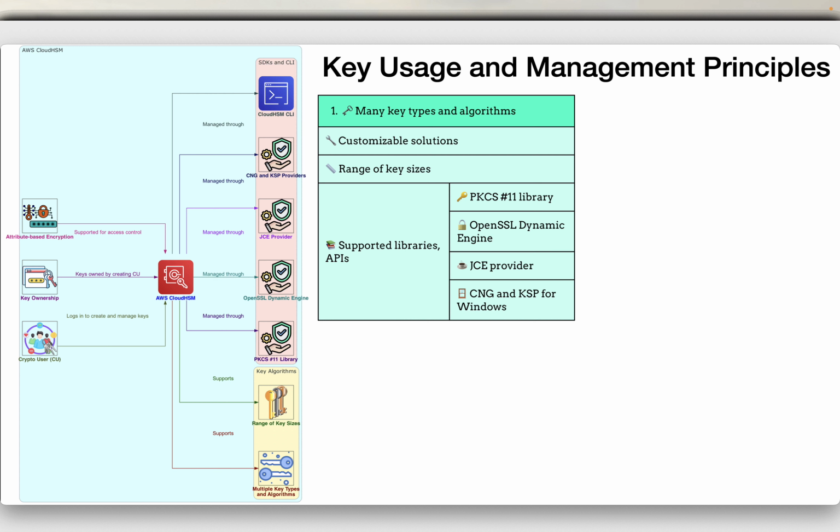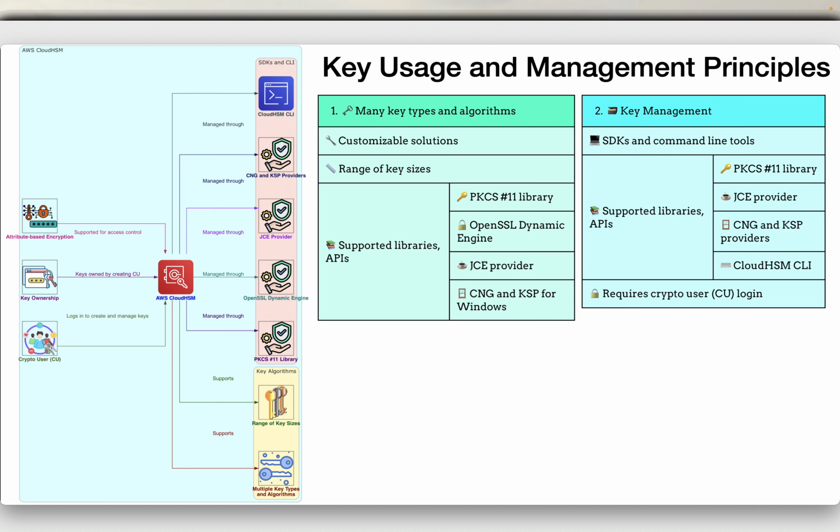And some of the algorithms and interfaces that it supports are PKCS number 11 library, OpenSSL dynamic engine, JCE provider, cryptographic API next generation, CNG, and key storage provider, KSP, for Microsoft Windows. So these are some of what it supports. Key management. AWS Cloud HSM keys are managed through SDKs and command line tools. In Cloud HSM, you can use one of the following to manage keys on the HSMs in your cluster. Again, this is similar: PKCS 11 library, JCE provider, CNG and KSP providers, and Cloud HSM CLI, to manage the keys.